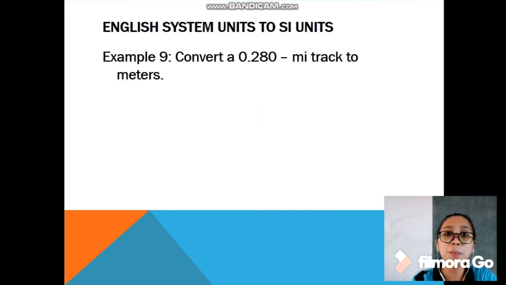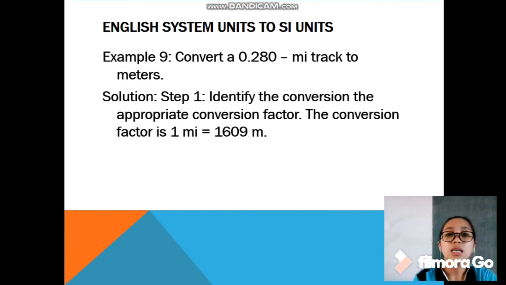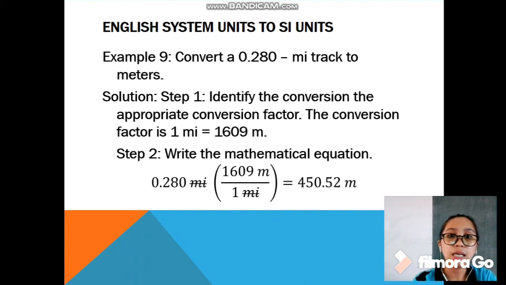Next, from the English system, we have miles to meters. The appropriate conversion factor is 1 mile equal to 1,609 meters. Convert into meters. Since the given unit is mile, be sure that in the conversion factor you use, the mile unit is in the denominator, just like this, so that you can cancel it out. Then after canceling the unit, you can proceed to the operation: 0.28 times 1,609 meters, and we come up to 450.52 meters. Take note, do not forget the unit. The unit is like the surname, do not forget the surname, okay?